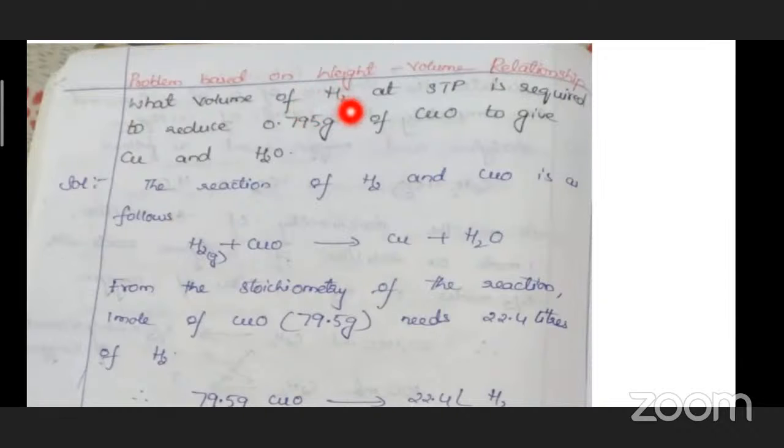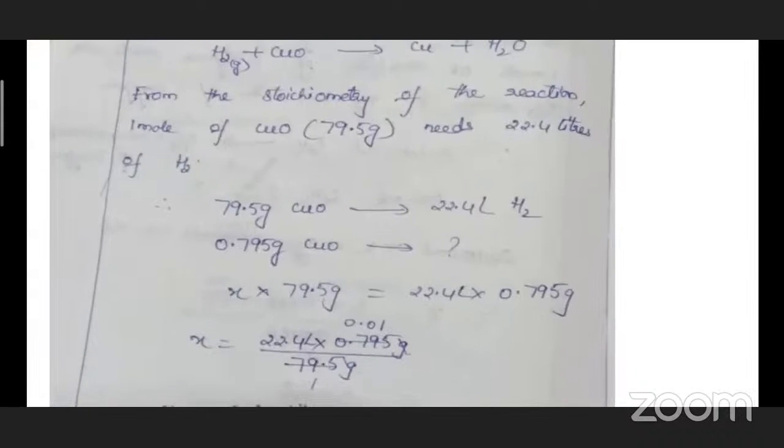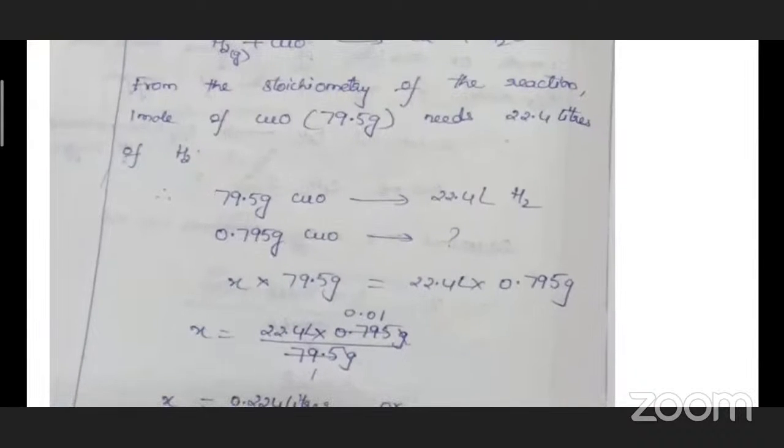Now, what is being asked in the question? Volume of hydrogen is asked and weight is given. So the relation is between volume and weight. From the stoichiometry of the reaction, 1 mole of copper oxide, that is 79.5 grams, needs 22.4 liters of hydrogen. Stoichiometry here means from the balanced equation.